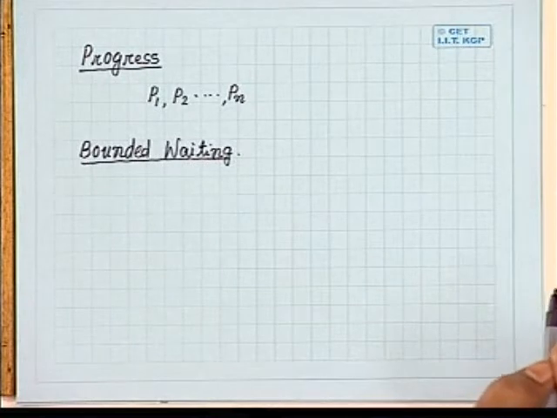Whenever a process puts a request for entering the critical section, it is not guaranteed that the process will be able to enter the critical section immediately. It has to wait. It may have to wait because there may be another process executing the same critical section. So bounded waiting says that when a process has put a request that it wants to enter the critical section, the number of processes entering the critical section and coming out of the critical section before the request of this process is entertained must be finite, must be bounded.